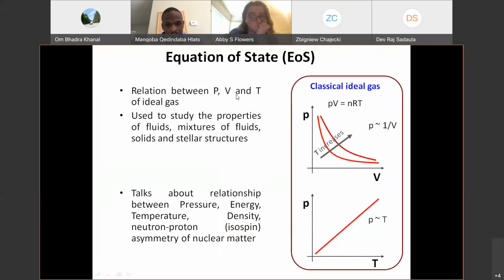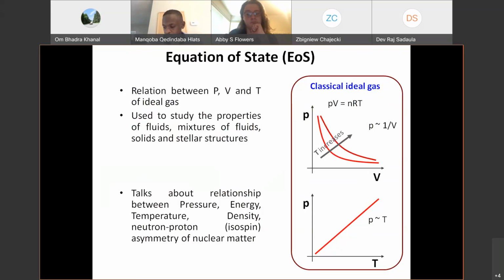So this is the thing that we are very well known, the equation of state for ideal gas. We have studied the equation of state for ideal gas, and if you look at these pictures, these are some relationships between different parameters at different conditions. So these are the relationships between pressure and volume and pressure and temperature for the ideal gas. And not only ideal gas, equation of state can be used to study the properties of different states of matter such as fluid, solid, and even the star.